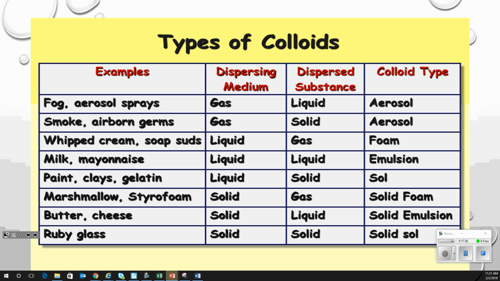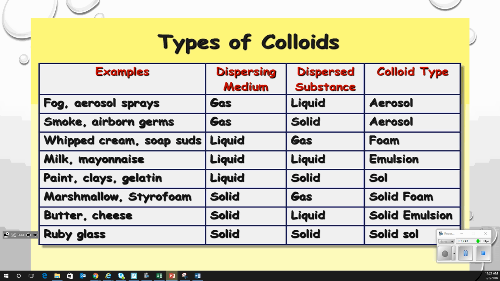So aerosol sprays will do that. Smoke can be a colloid or it can actually be a suspension. If I have a house fire, I get some big particles. Those big particles are going to be suspension. The smaller particles will make it smoke. Airborne germs are also a colloid. Whipped cream and suds, milk and mayonnaise, paint, you can just go down through.